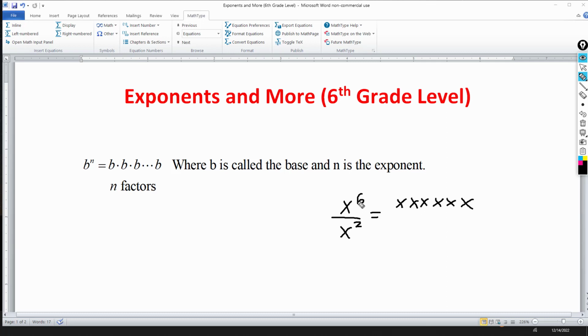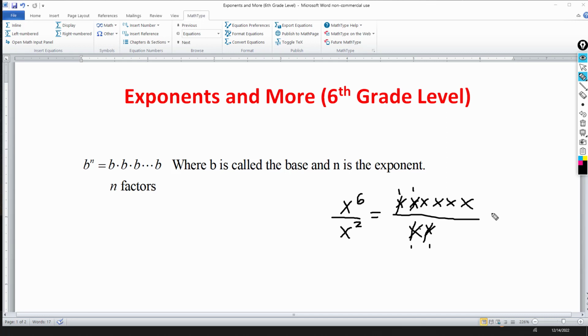So again, x to the 6 means 6 factors of x. In the denominator, x to the 2nd means 2 factors of x. These are all multiplications here. So I can cancel this one and this one, cancel this one and this one. So these just become ones when you divide it out. One here, one here. And if you multiply anything by one, it gives you the same thing back.